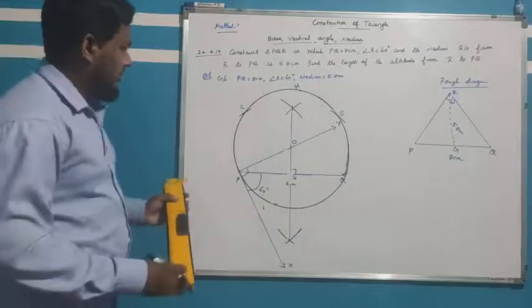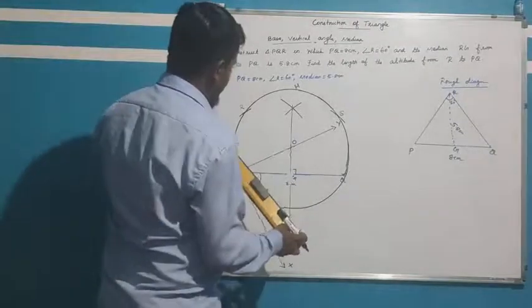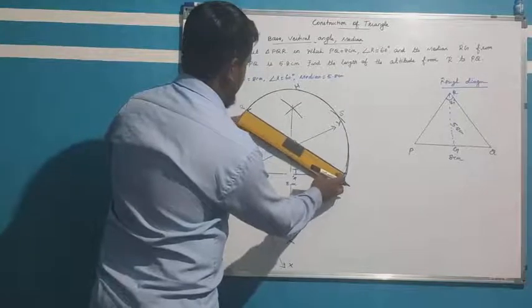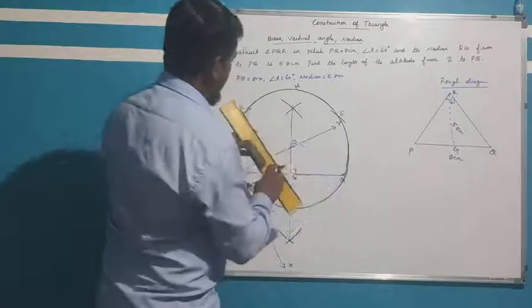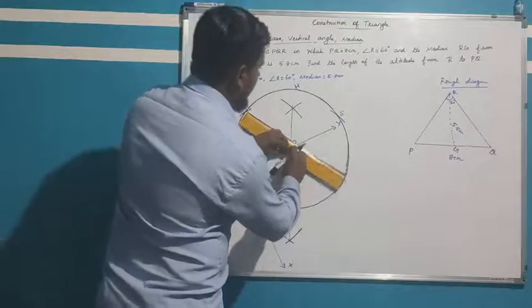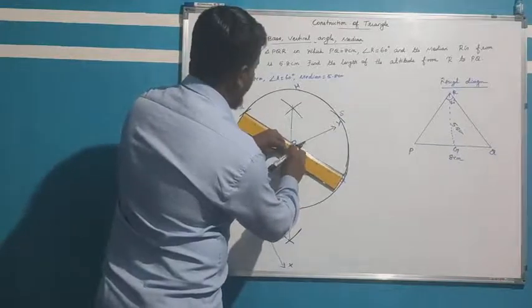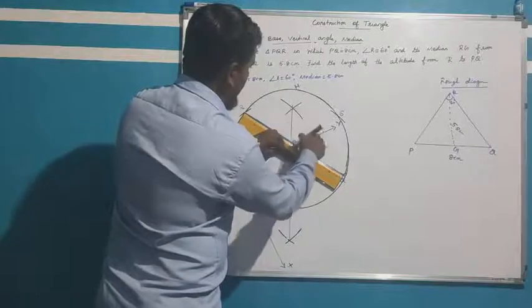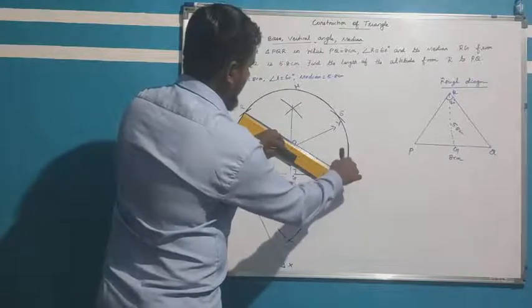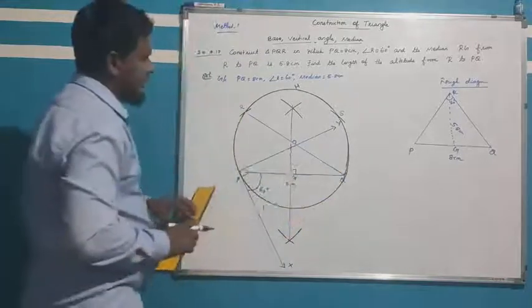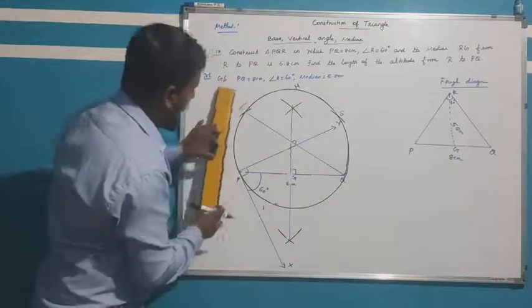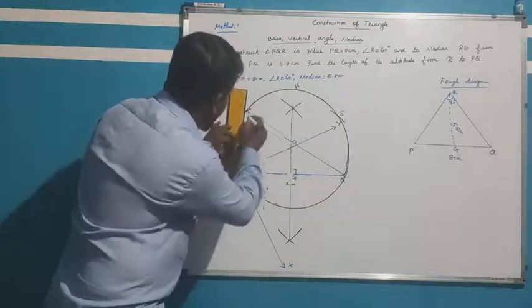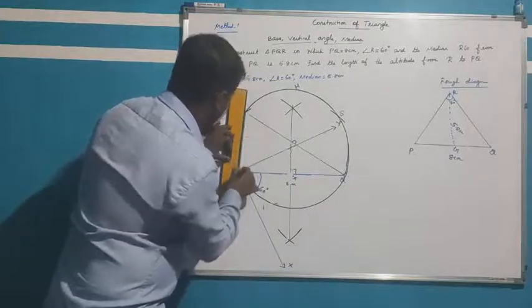Take the ruler and you can join QS. No, sorry, QR. We can join QR and RP. You can join, then only we will get one triangle now.